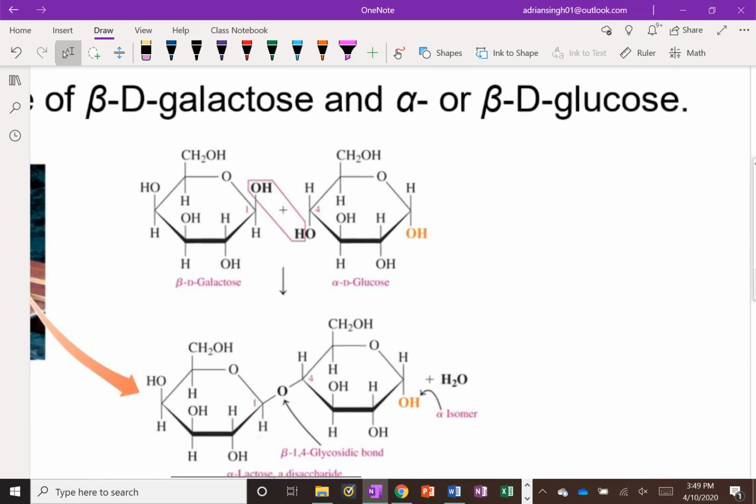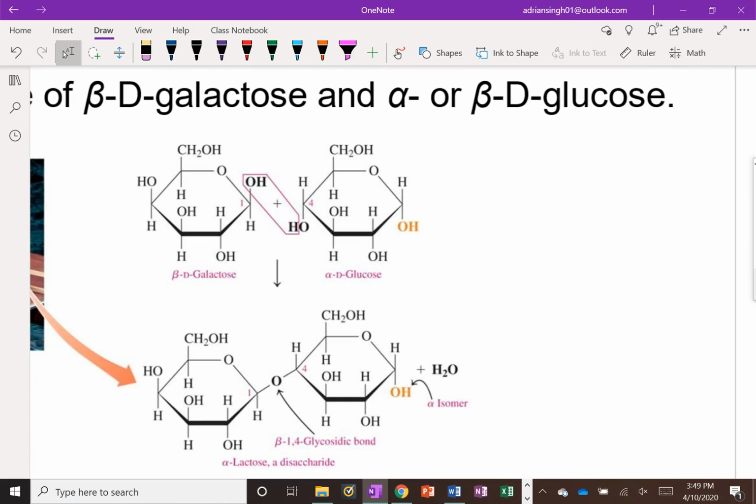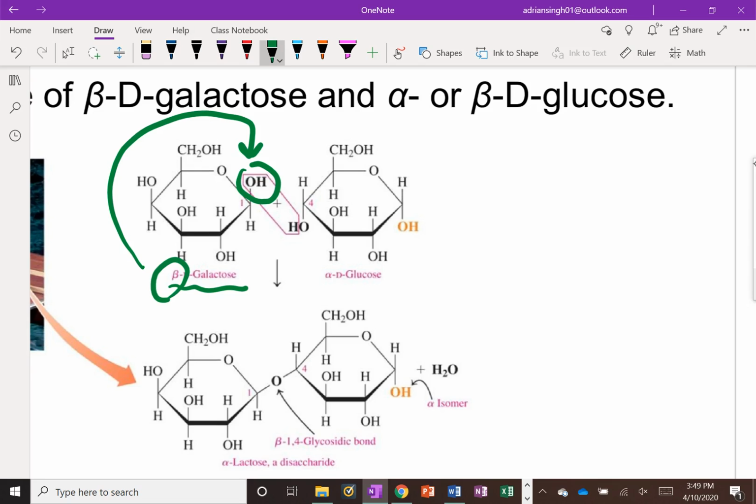All right, so here, to zoom in a little bit. On the left side now we have the beta form of galactose, right? And it's beta because the OH on carbon 1 is pointing up. That's what makes it beta. So we have galactose, and then that's going to combine with an alpha glucose here on the right side. So again, we're going to be linking together the carbon 1 from one sugar to carbon 4 of the other. That's the part that's going to change.